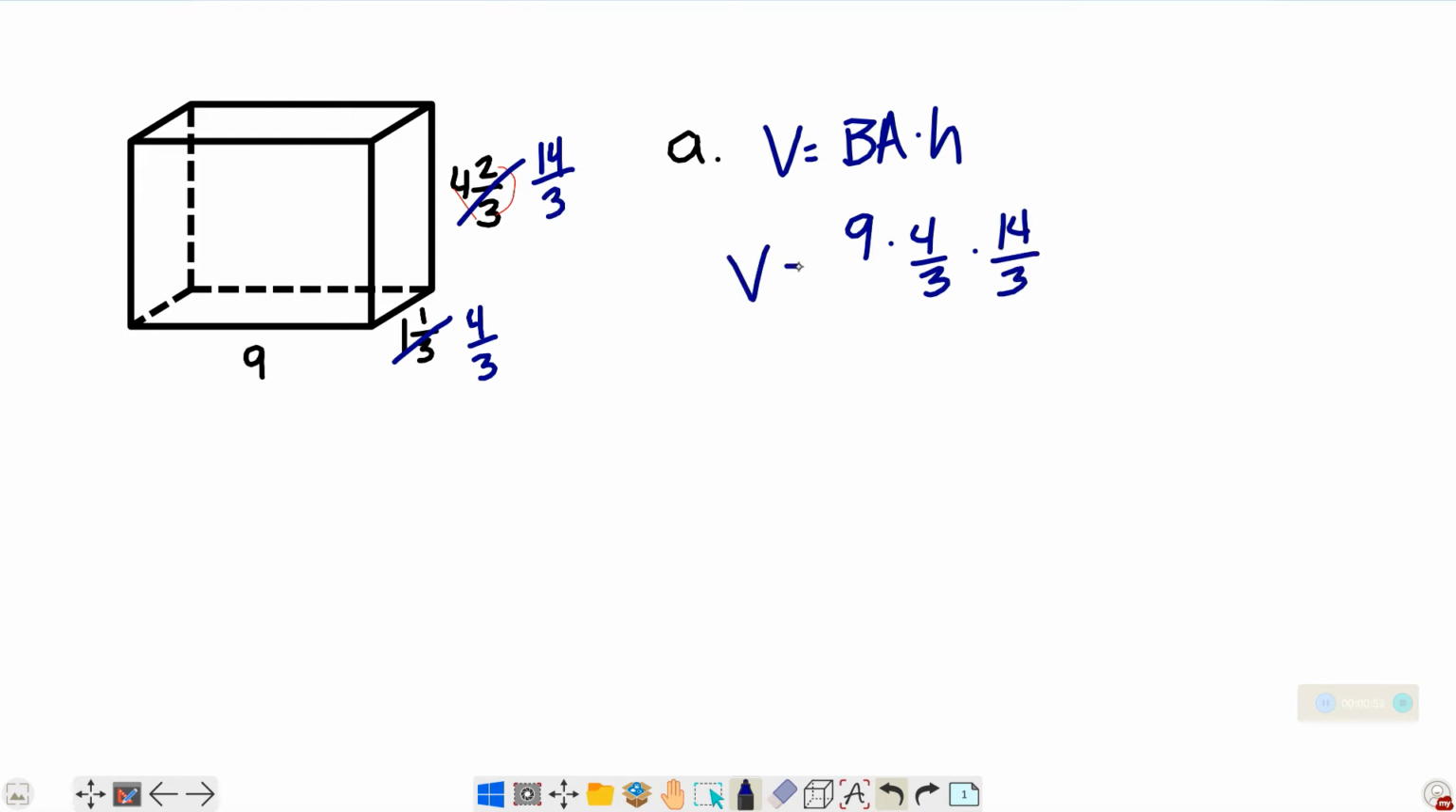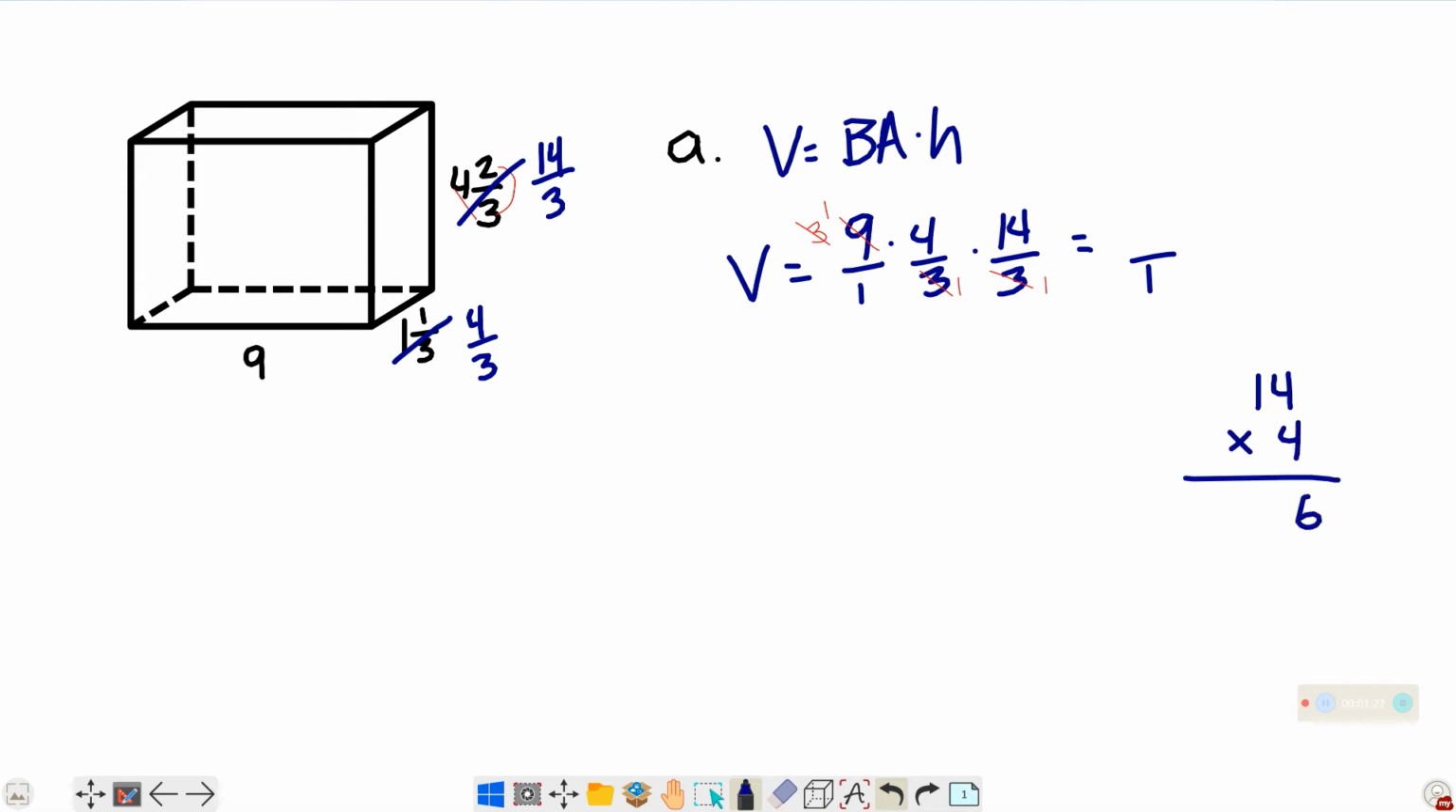We can think of whole numbers as the numerator over 1, and then we can multiply straight across the top and straight across the bottom, but you can also divide out here. 3 3s fit into 9, and 3 goes into 3 one time, so we're left with 1 times 4 times 14, and then 1 times 1 times 1. So our denominator is 1, and then we just have to do 14 times 4.